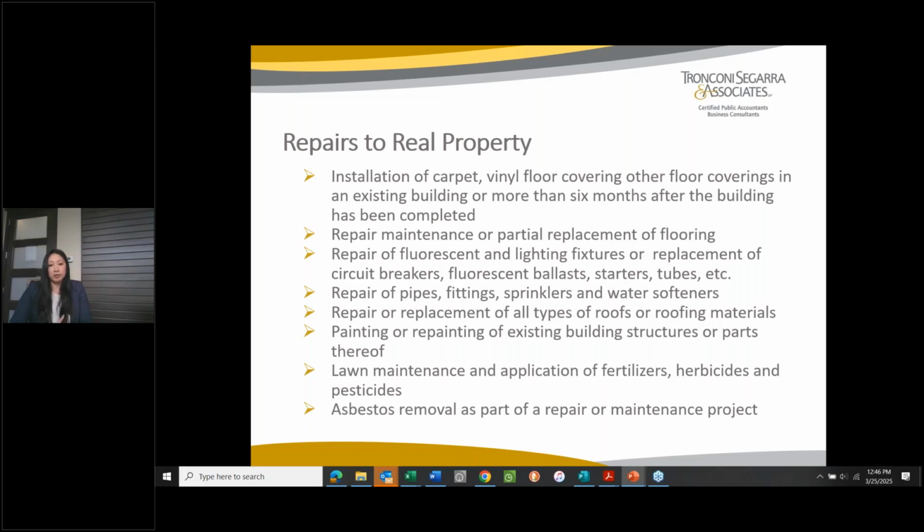And then asbestos removal, that follows whether the job is a repair and maintenance work or if it's a capital improvement overall. So if that asbestos removal was done in preparation of a larger project that did qualify as a capital improvement, then it would be considered part of the exempt capital improvement.